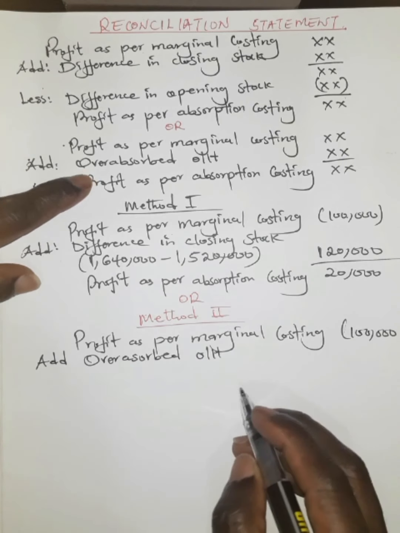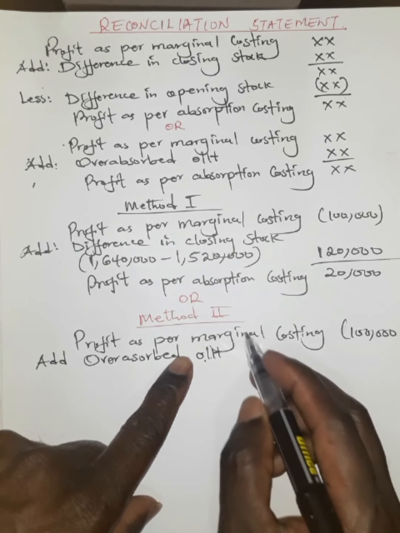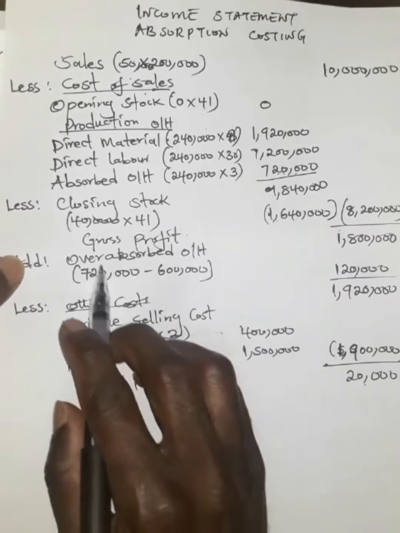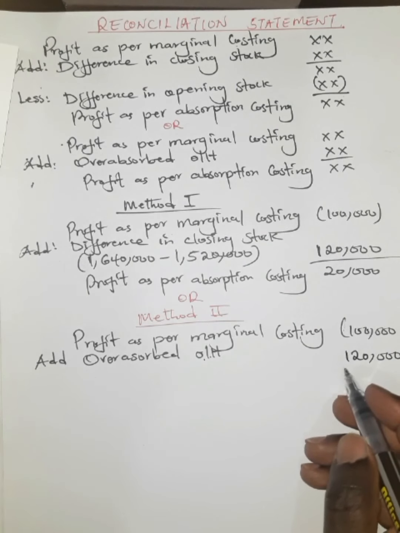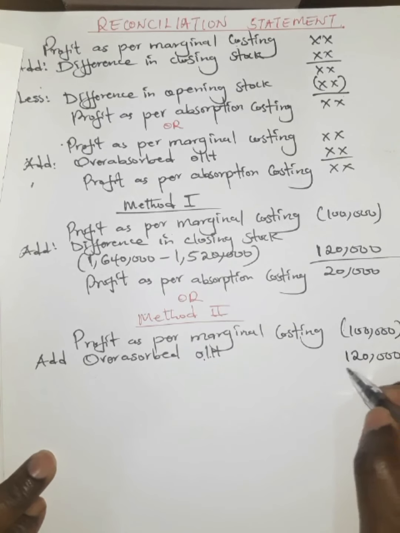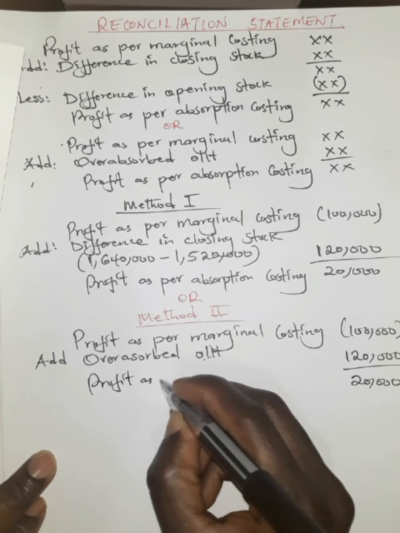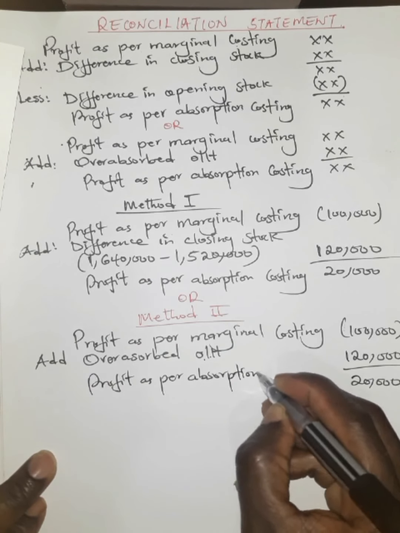The reason why we're adding this one is because it is only featuring in the absorption costing and not in the marginal costing. And we had an overabsorbed overhead of 120,000. So we add 120,000 again. Of course, when you add that value, it is the same as subtracting the negative from that particular value, and you get an amount of 20,000 again, which should be the profit as per absorption costing.